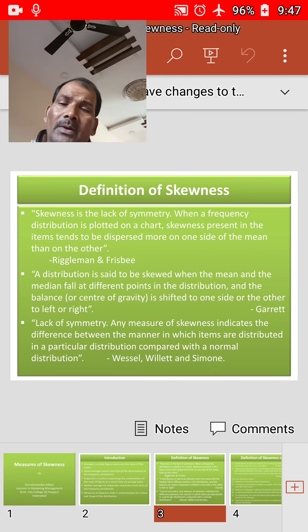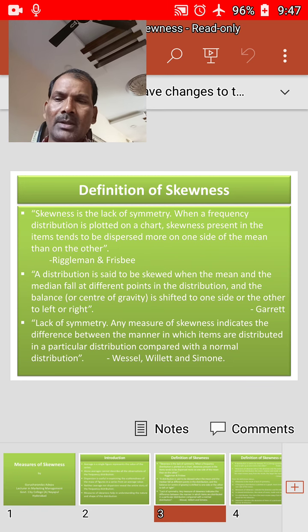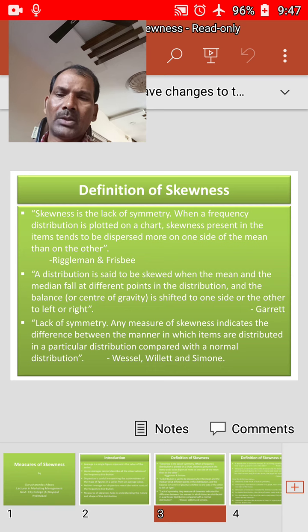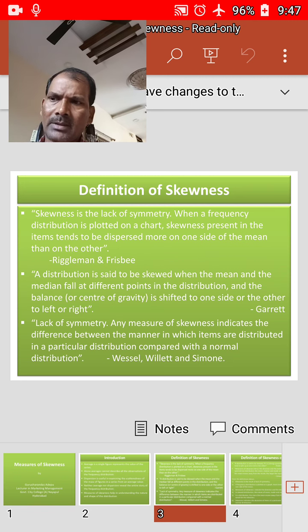Some important definitions are given by eminent statisticians. According to a few, we'll discuss here. According to Riggleman and Frisbee, skewness is the lack of symmetry. Skewness itself means lack of symmetry. Okay, symmetry means you can divide any given particle into two equal halves, then we call it symmetry. Lack of symmetry means one part is equal and the other is not equal.